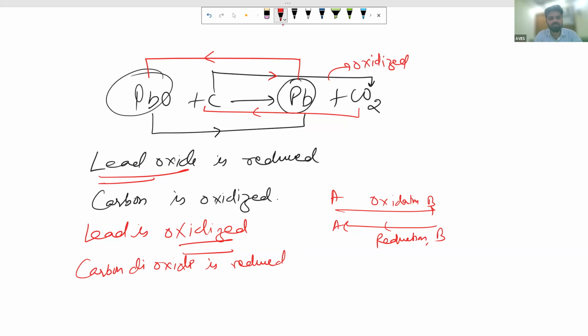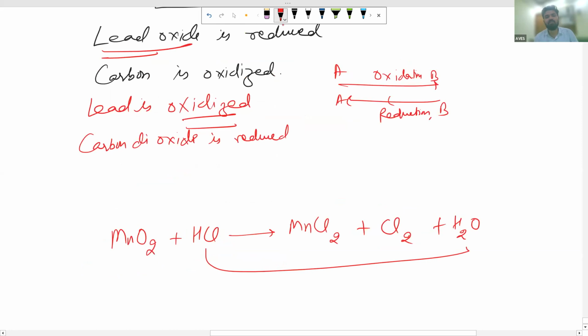So if I'm having this reaction, note it down: MnO2, when reacted with HCl, gives you MnCl2 plus chlorine gas plus water. Don't check to water. We never check to water.